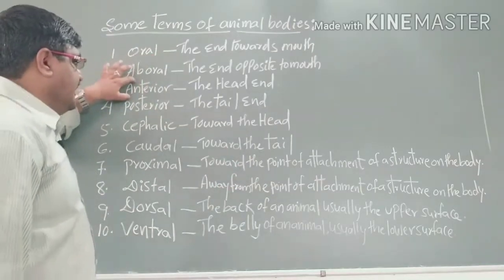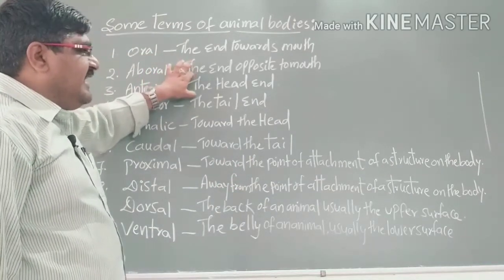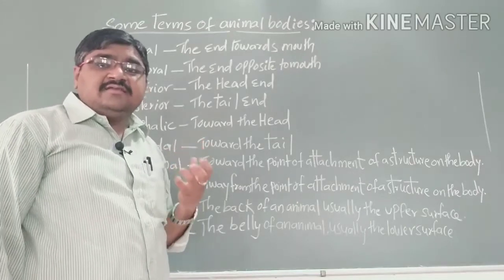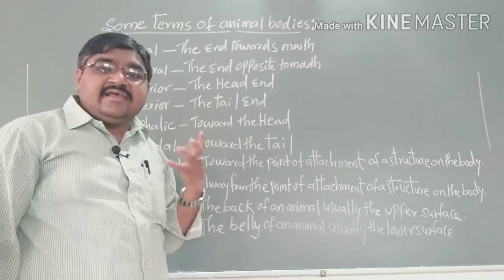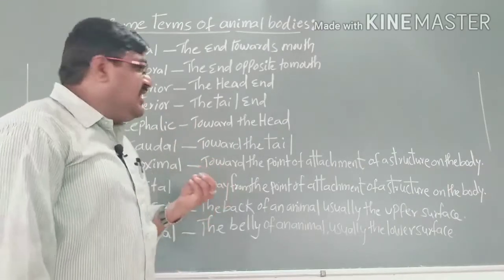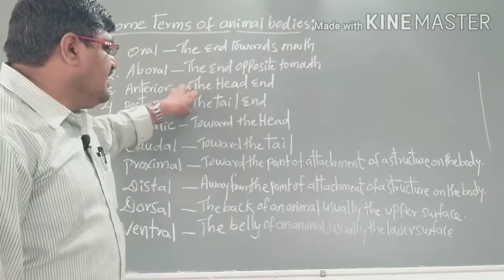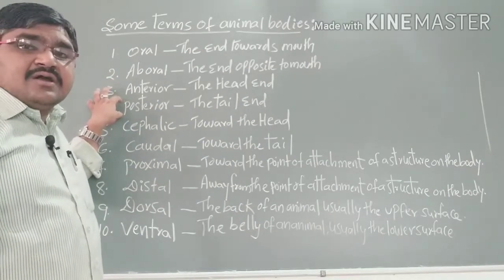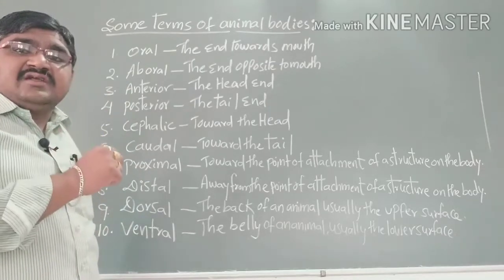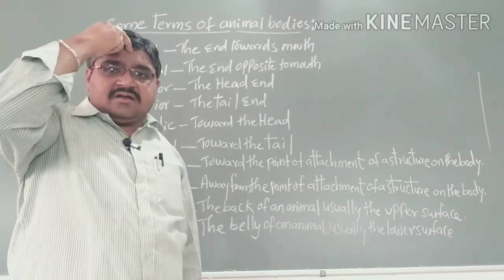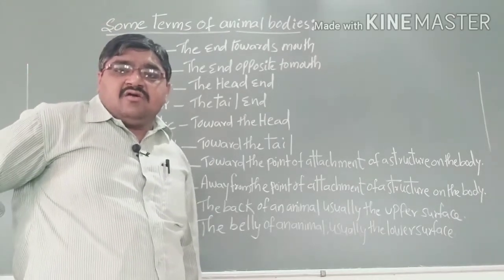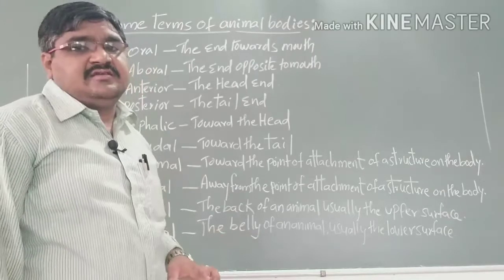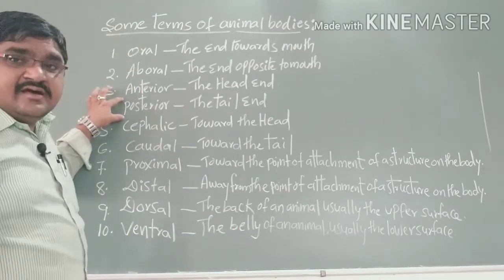Next, anterior means the head region, the head end, where the head is present. That part we can call the anterior part. And the posterior part is where the tail end is present. Here this is the head, the part we call anterior, and where we have the terminal part, opposite to the head region, is the tail region. We call that the posterior part.